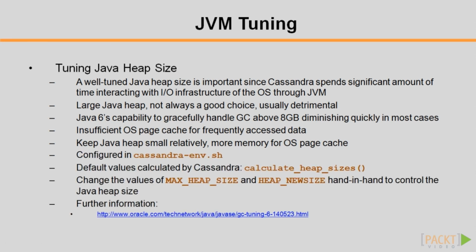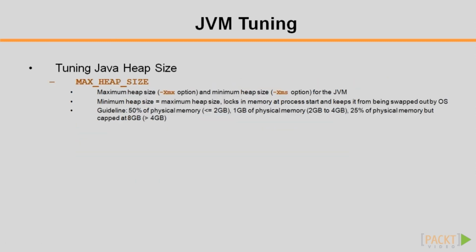Heap configuration is done in cassandra-env.sh. It automatically determines a heap size by a user-defined function, calculate heap sizes. Or you may set the values of two variables, max heap size and heap new size, for further customization. They are usually modified together to control the heap size. Max heap size is used to specify the maximum heap size, that is -Xmx and -Xms options for the JVM. Keeping the minimum heap size equal to the maximum heap size locks in memory at process start and keeps it from being swapped out by the OS.